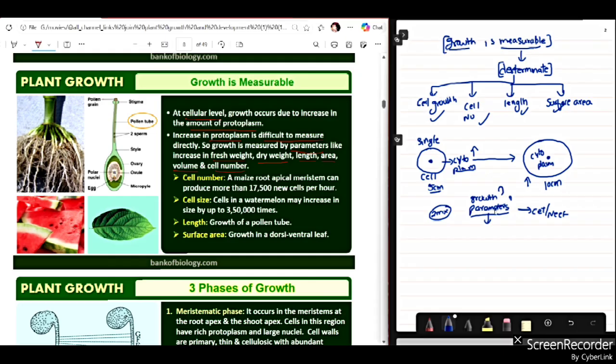And they will ask why as another question. Because we cannot measure the cytoplasmic growth, so we have to take the growth parameters. What are the growth parameters? We have to take the weight. Weight is also of how many types? 2 types. One is fresh weight. Another one is the dry weight.